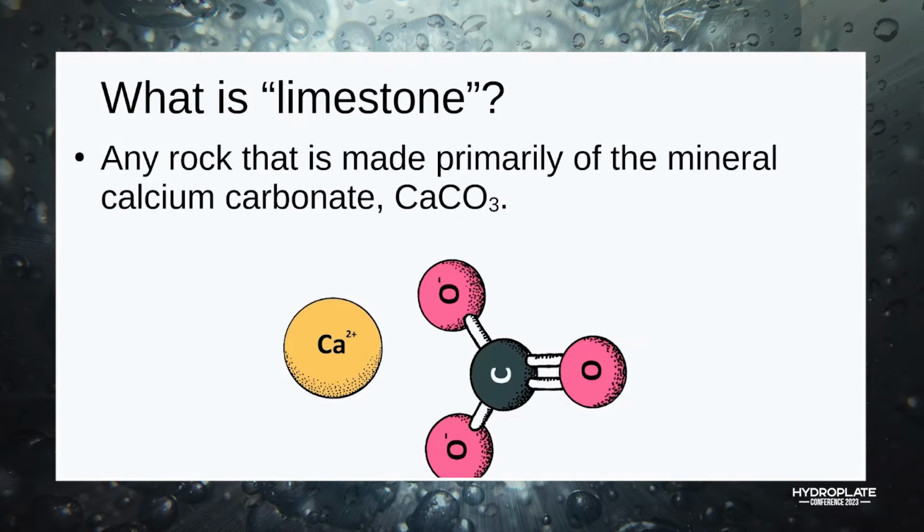First, what is limestone? Well, it's any rock that is made primarily of the mineral calcium carbonate, CaCO3. You see the molecule there, carbon, 3 oxygens, and a calcium ion. Sometimes there are other minerals mixed in, but if it's primarily calcium carbonate, then we classify it as limestone. One way to test for this, if you're in the field, is to carry a little vial of acid. You put a few drops of acid on the rock, and if it bubbles, making carbon dioxide bubbles, then you know it's limestone.